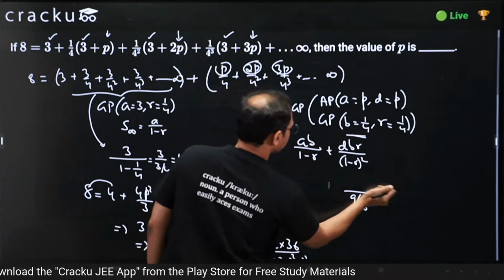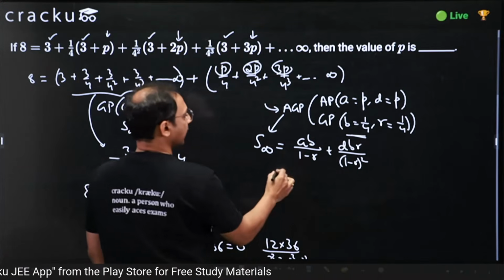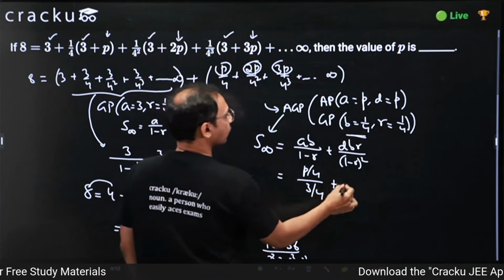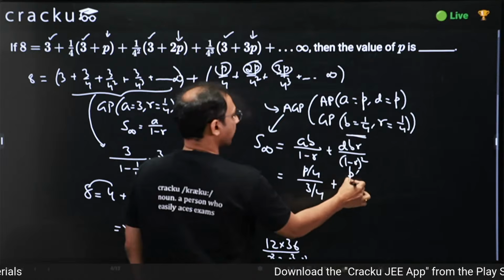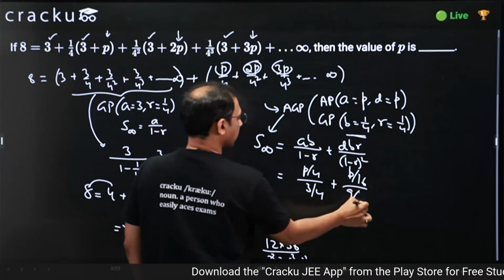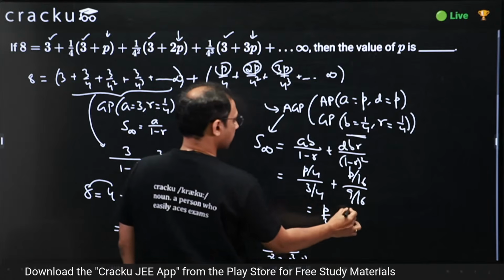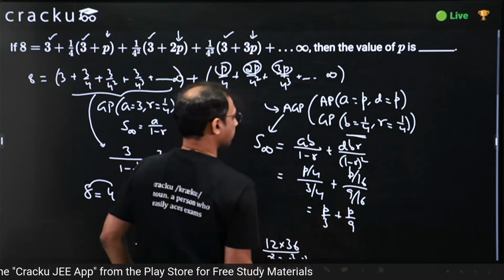Let me cross check it once again. So here AB is P by 4. 1 minus R is 3 by 4. DBR is P by 16. This will be 9 by 16. So we have P by 3 plus P by 9.